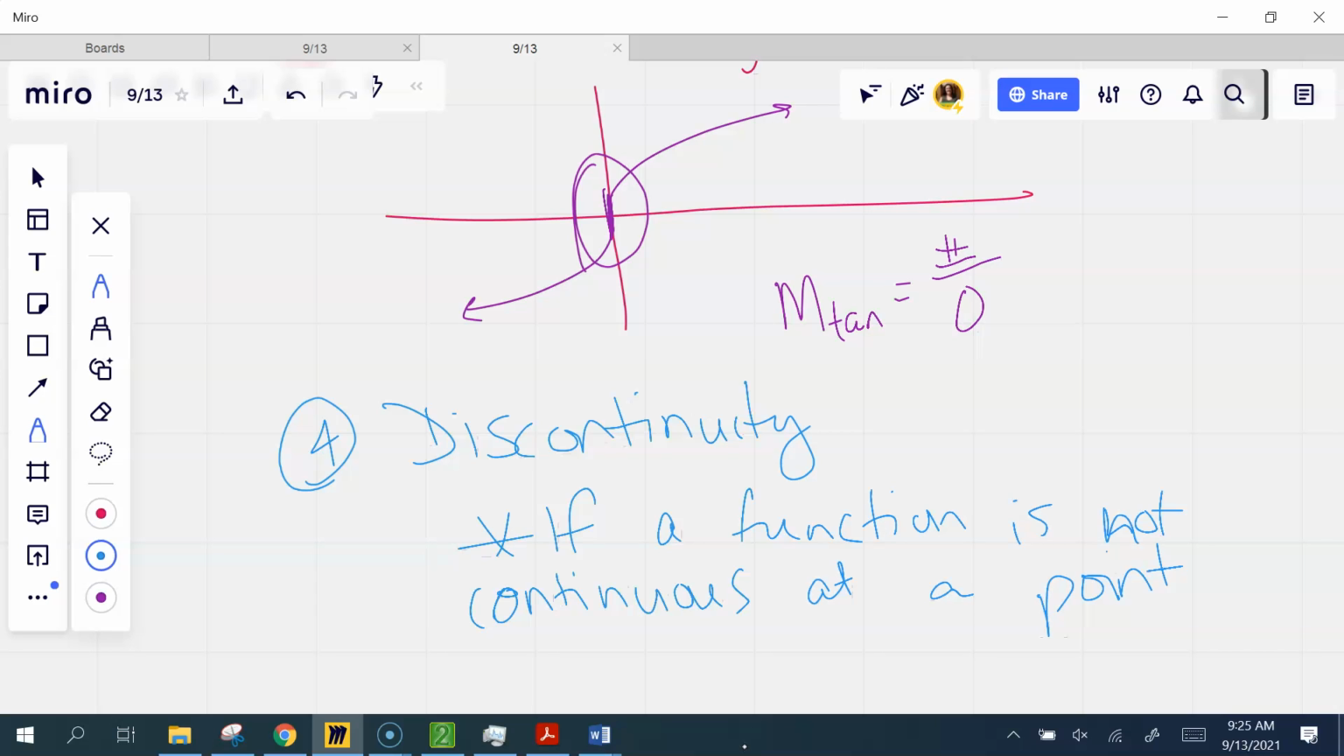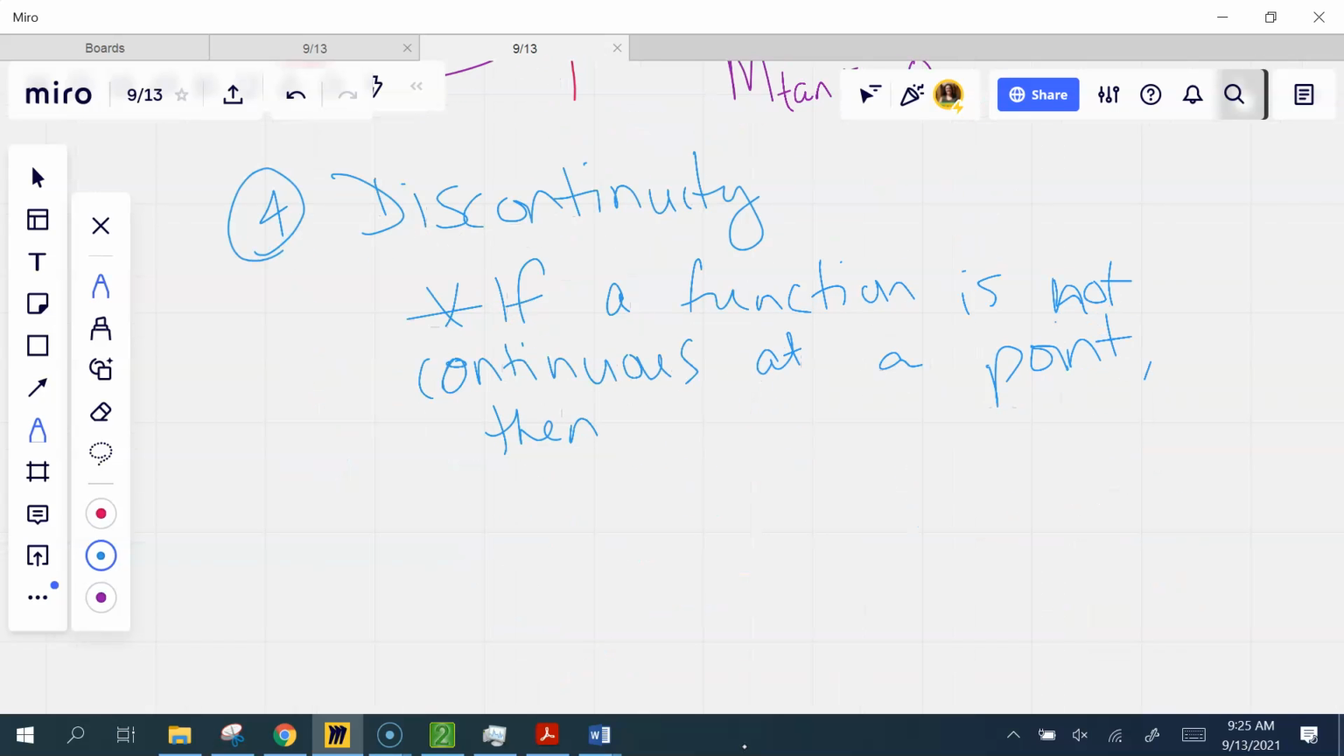If a function is not continuous at a point, then it's not differentiable at that point. Holes, asymptotes, jump discontinuities, oscillating discontinuities, all of those discontinuity types that we learned, those are non-differentiable at those points.